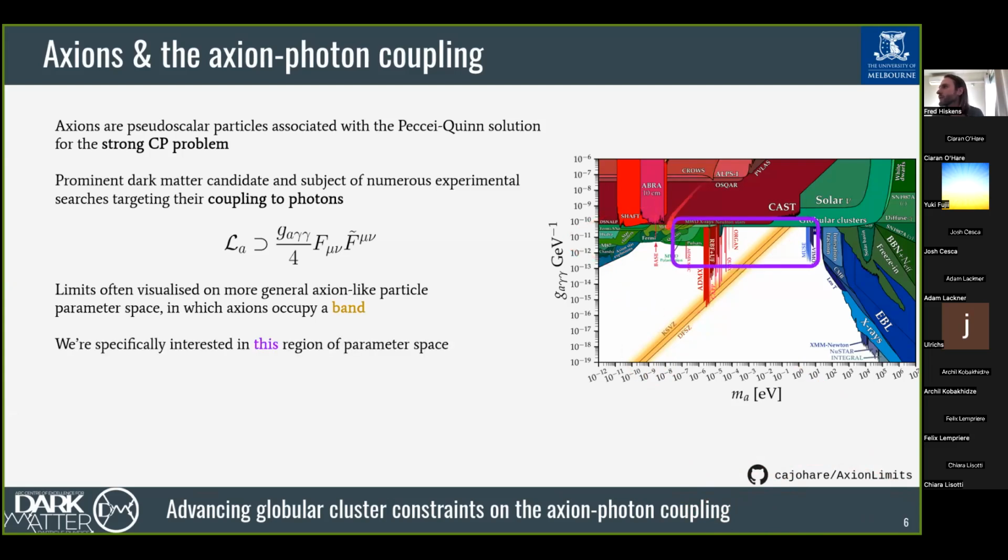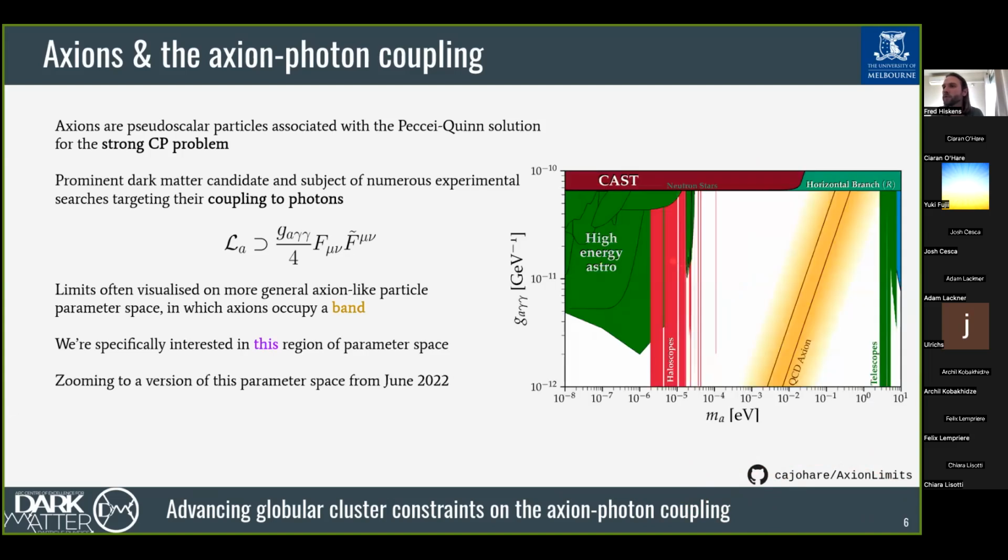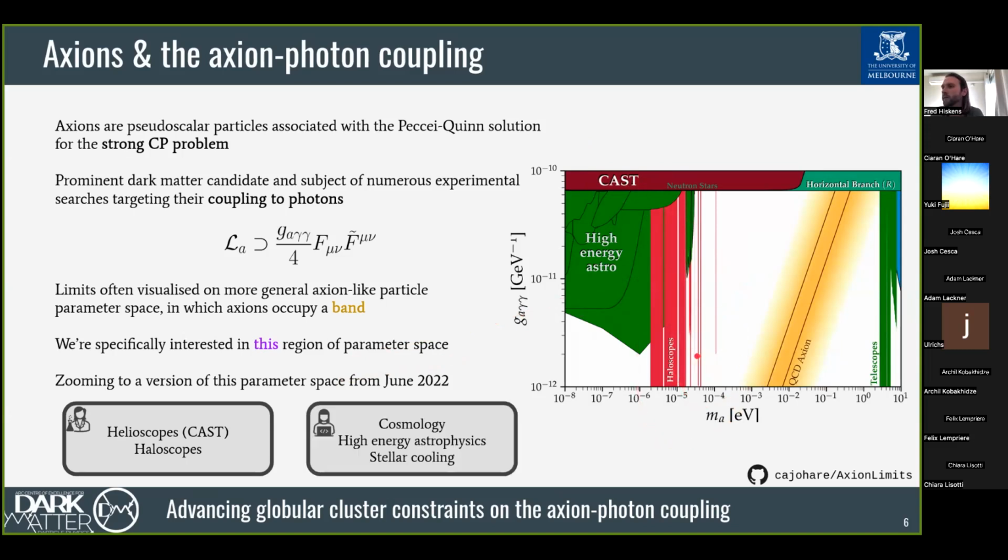And so we're specifically interested in this region I've highlighted in purple over here. And if we zoom to a version of this parameter space from June 2022, going back in time a little bit, you can see that there are several bounds which are relevant in this region. On the experimental side, we have bounds from helioscopes like CAST and haloscopes. And then on the phenomenological side, we have cosmology, high energy astrophysics, and also stellar cooling.